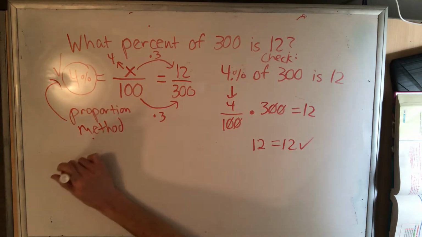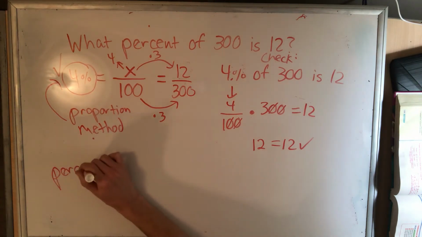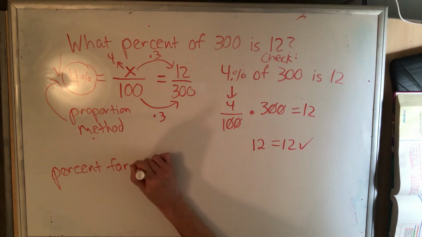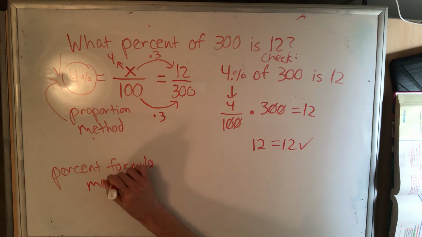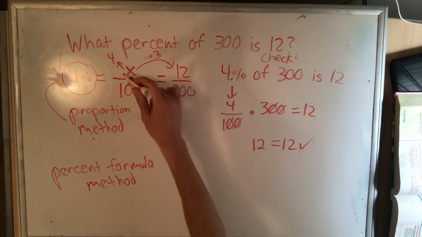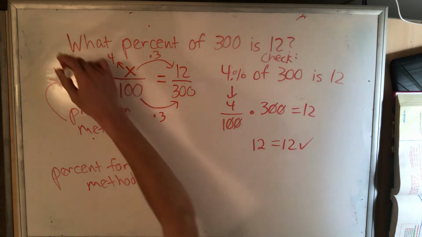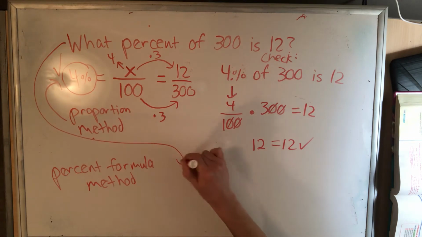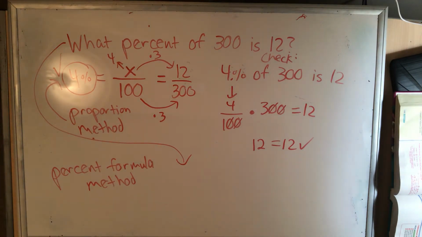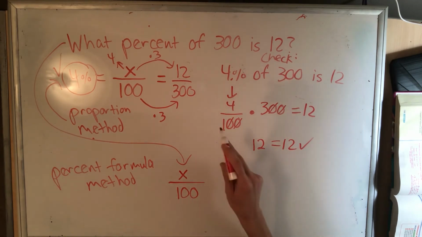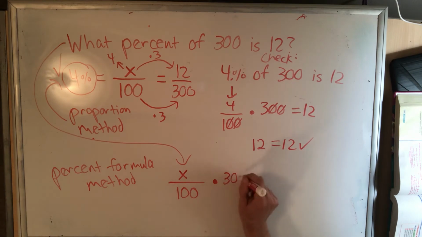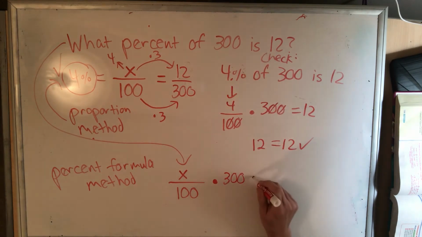Now let's use the percent formula method. So up here we set up a proportion, which means 2 equal ratios or 2 equal fractions. For the percent formula method, you convert the sentence into an algebraic equation. So we have what percent tells you how many hundredths you have, so that's x over 100. And then of 300 means times 300, of before numbers is multiplication. Is 12 means equals 12.